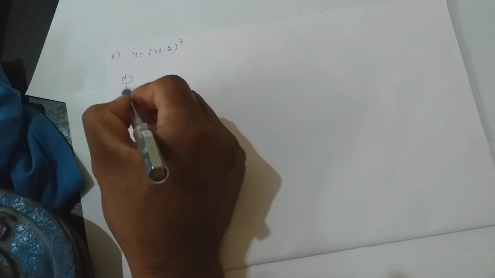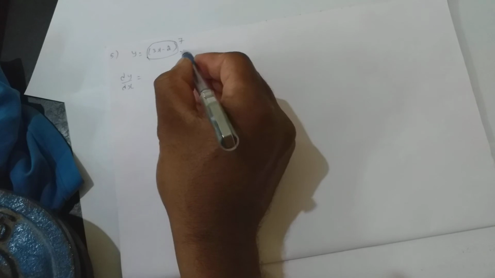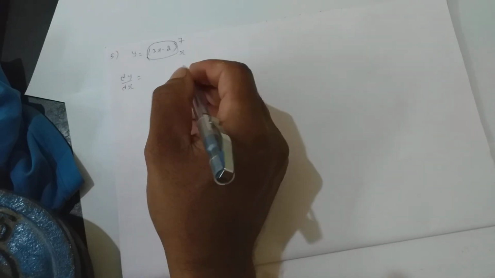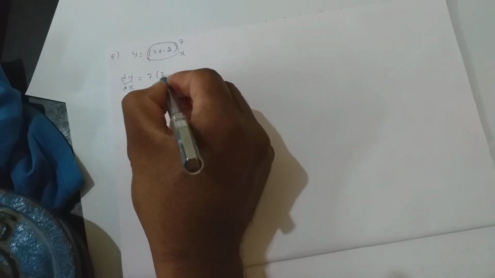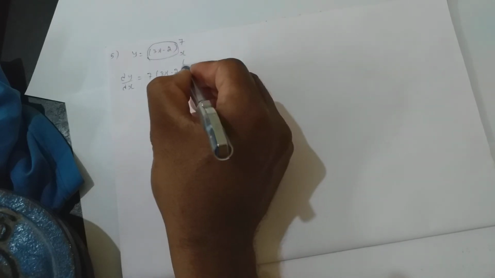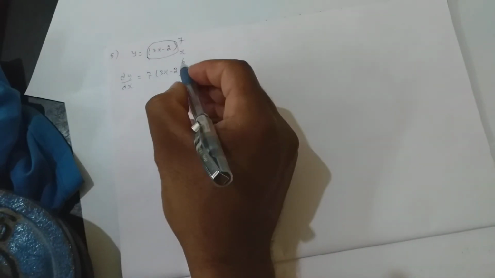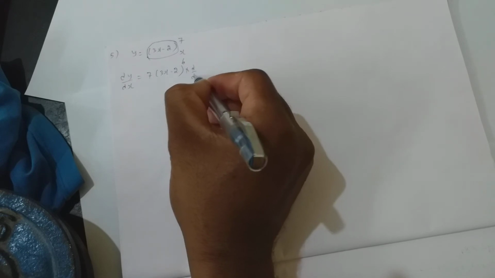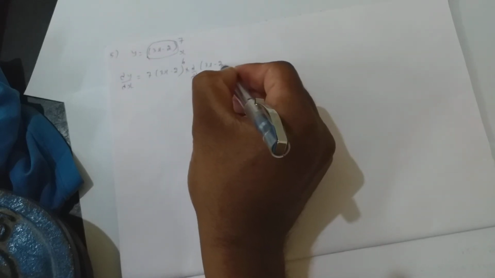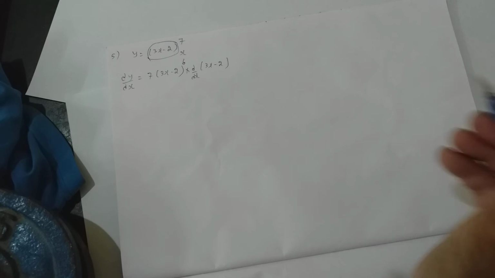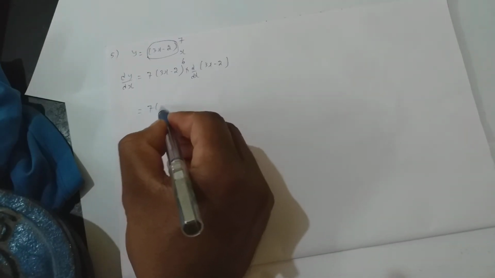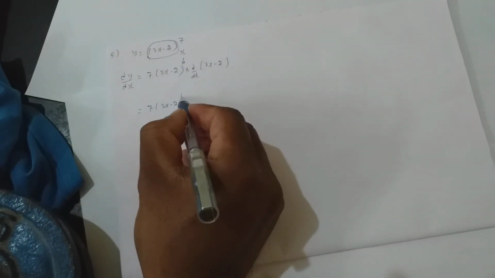Let us continue. Next sum is y equal to (3x minus 2) power 7. Then how much will dy by dx be? You will assume this entire thing to be x. So now it is x power 7, so it will become 7 into x power 6. So (3x minus 2) power 7 minus 1, 6, into d by dx of, in place of x, whatever you considered. Is the example clear? So the result is 7 into (3x minus 2) power 6.